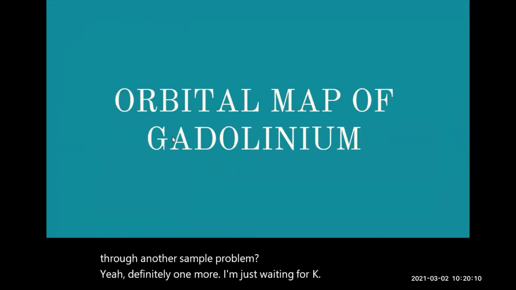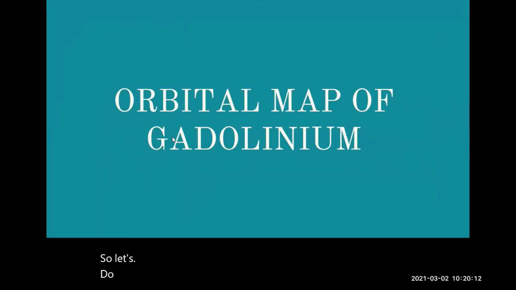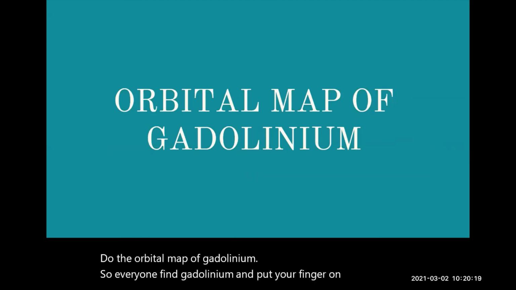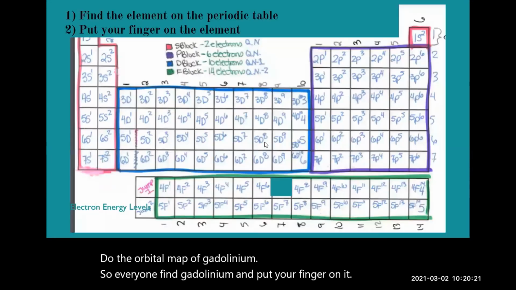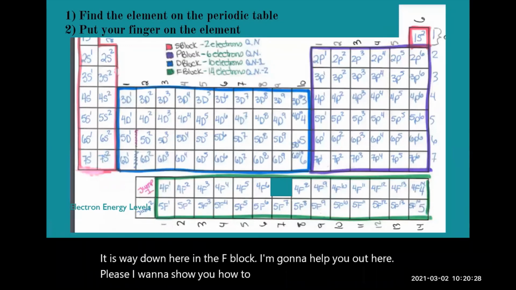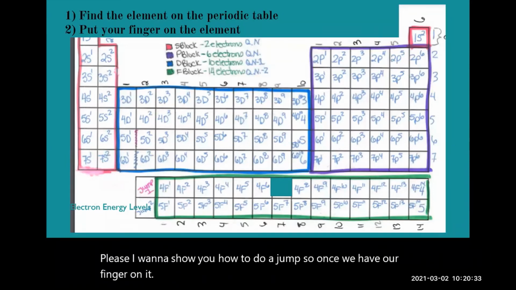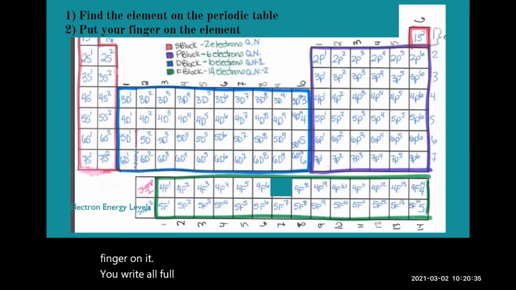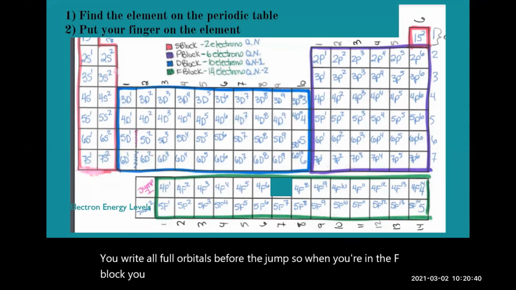So let's do the orbital map of gadolinium. Everyone find gadolinium and put your finger on it. It's way down here in the F block. I'm going to help you out here, because I want to show you how to do a jump. So once we have our finger on it, you write all full orbitals before the jump. When you're in the F block, you write all full orbitals before the jump.